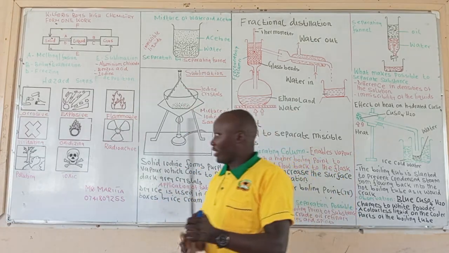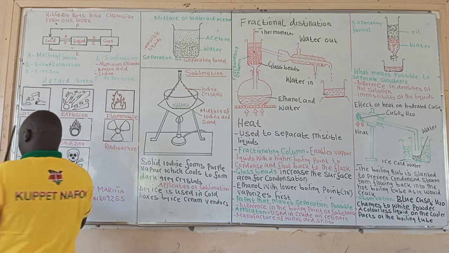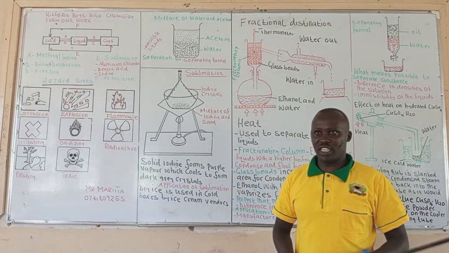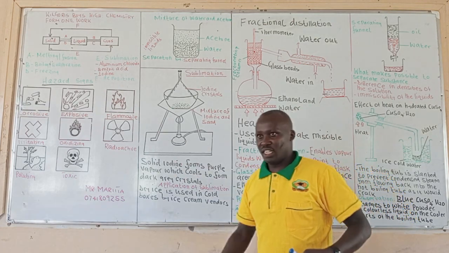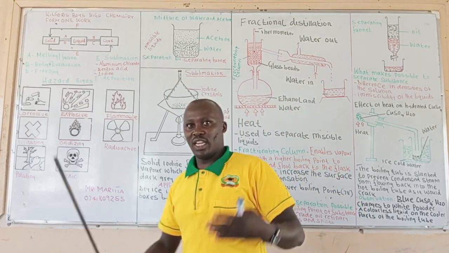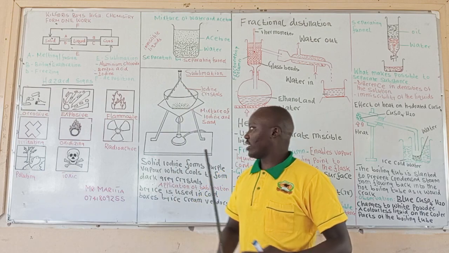We have the other part where we talk of the hazard signs. This is a situation where most students don't know the meaning of these signs. So when you come across these signs in an examination, what are their meanings? What do they mean in chemistry? We call them the safety rules, or the hazard signs.